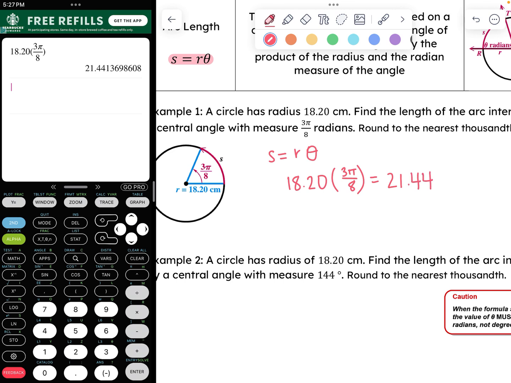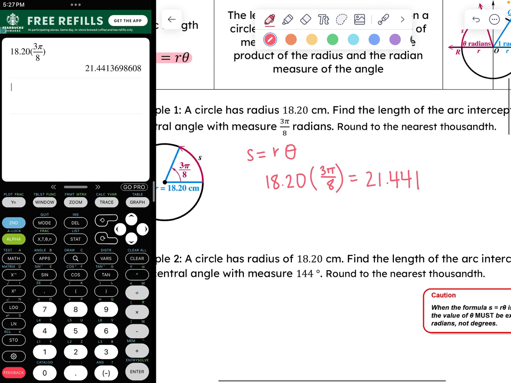And we get 21.441 centimeters. This is a length, a measure around the circle. It's this little section of the circle right here, so it's a part of the circumference. So our unit of measure would just be centimeters. It's just that little section that goes that little bit around the circle.